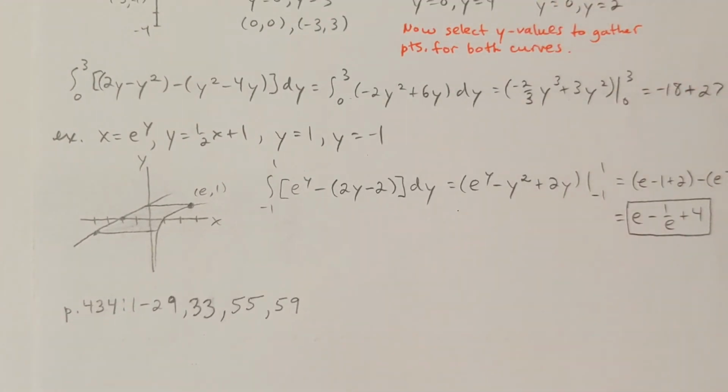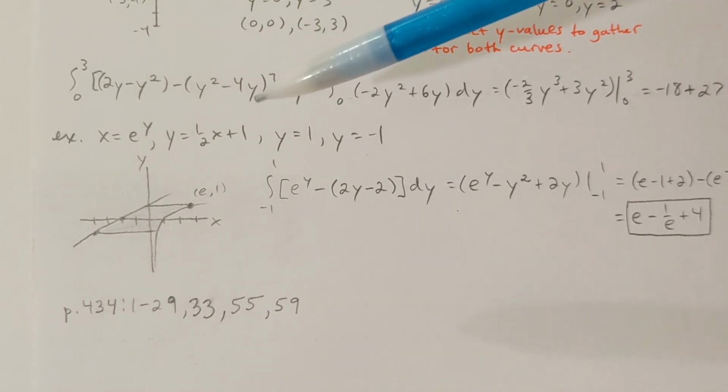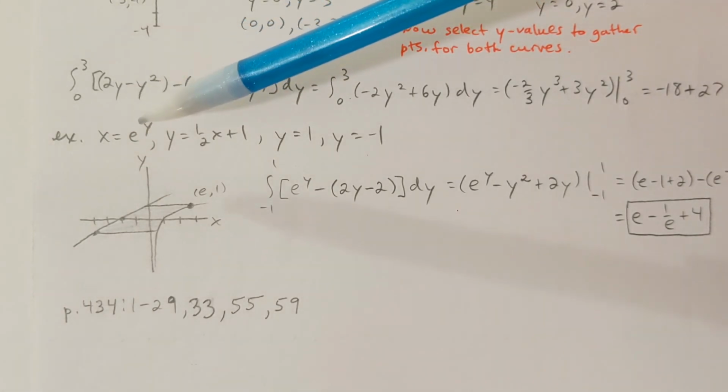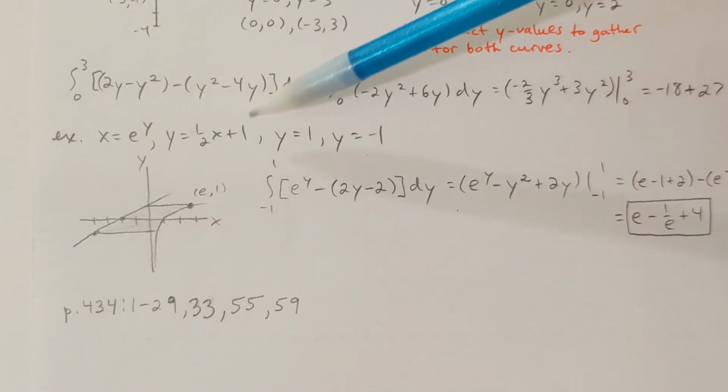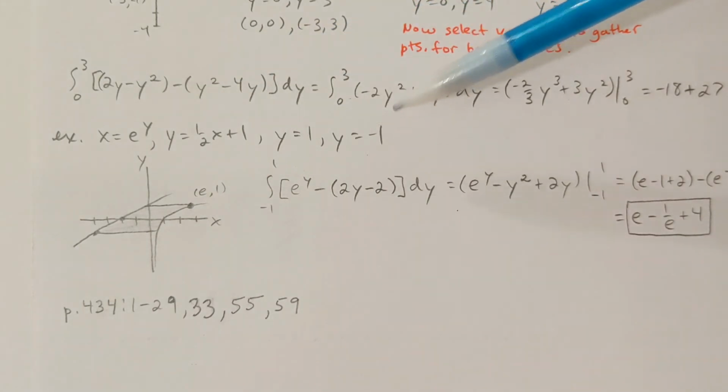We'll take a look at one more. So suppose that we want to find the area of the enclosed region for the curves x equals e to the y, y equals 1/2 x plus 1, y equals 1, and y equals negative 1.